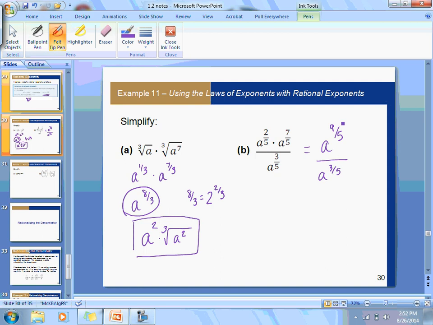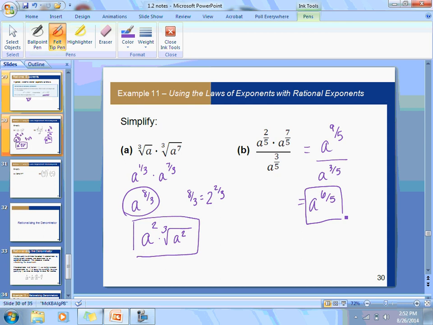So now that I have one numerator and one denominator, I can use the rule where I subtract my exponents. So 9/5 minus 3/5 gets me a to the 6/5. And I can leave my answer like that since it was given to me in fractional exponent form. If I wanted to rewrite it, I could. I can rewrite it as a radical.